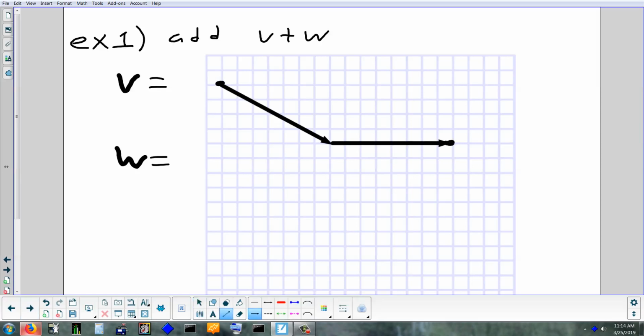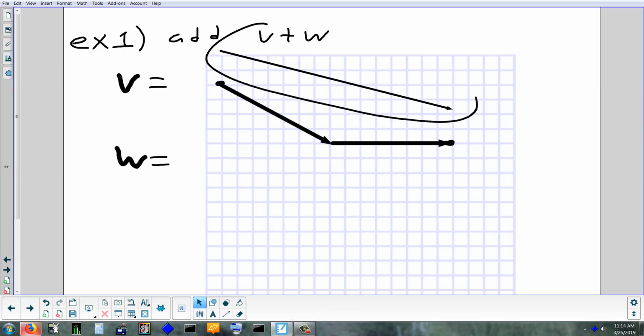And it's important that you do it in the order he said. From the beginning of V to the end of W. Just about like that. And that's the answer for how you add V plus W. There is an arrowhead on that. It looks kind of small, but just make it obvious.